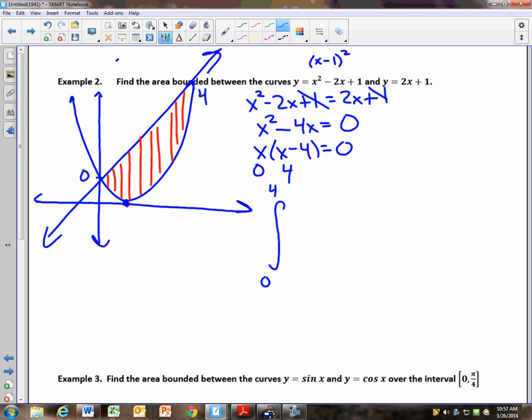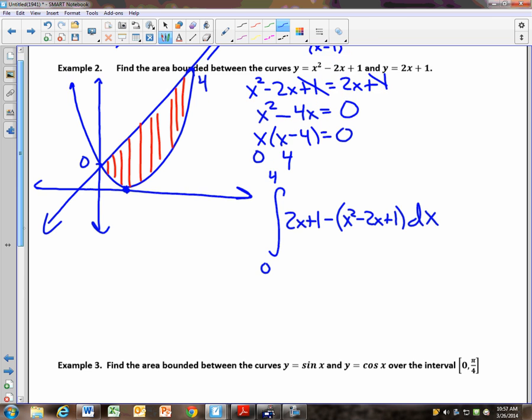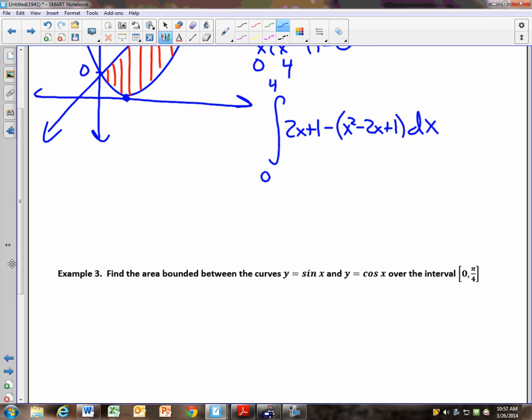What is the top function? So I got 2x plus 1 minus the entire piece, x squared minus 2x plus 1, dx. Well, I can combine some like terms in there, can't I? I'm going to have a negative x squared, 2x minus negative 2x is positive 4x, and then 1 minus 1 is 0. So we end up with negative x squared plus 4x dx is what we want.